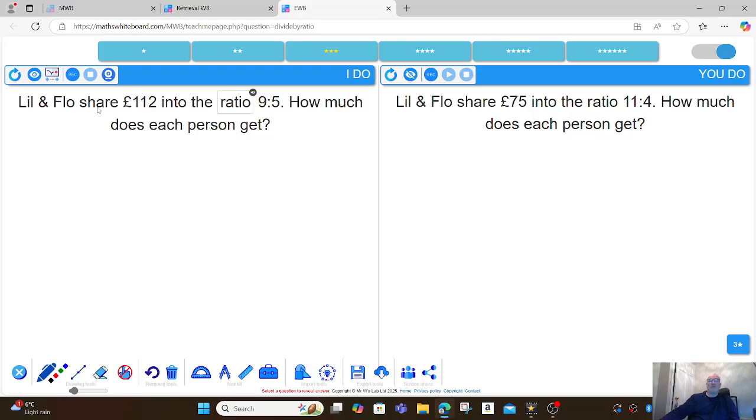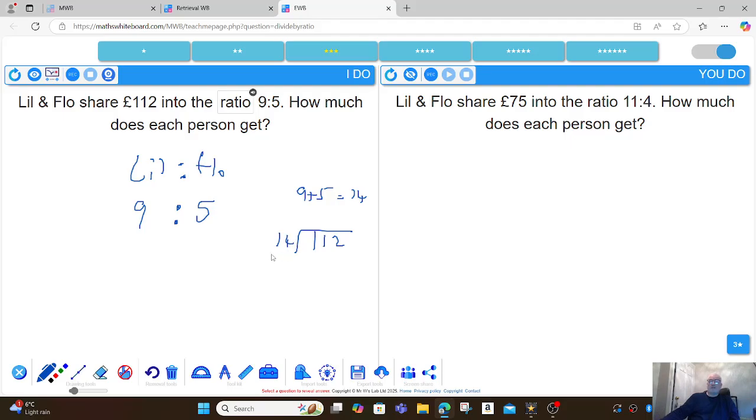So Lil and Flo share 112 into the ratio 9 to 5. Now, because Lil's name comes first, that relates to the first ratio being number 9. Okay, and Flo comes second, so that relates to her getting 5 shares of it. But the process is exactly the same. 9 plus 5 gives me 14. 112 divide by 14.